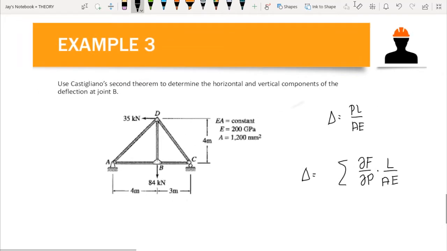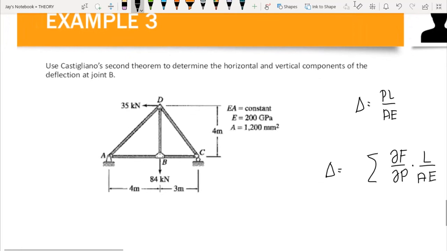Now, since we are asked to compute both the horizontal and vertical components, we will put two P loads. Let's say this is our P1 as the vertical, so we assume that our deformation here is going downward. And we have P2 to compute the horizontal component of our deflection. But if only one is asked, for example just the horizontal deflection, we will no longer put P1 here.